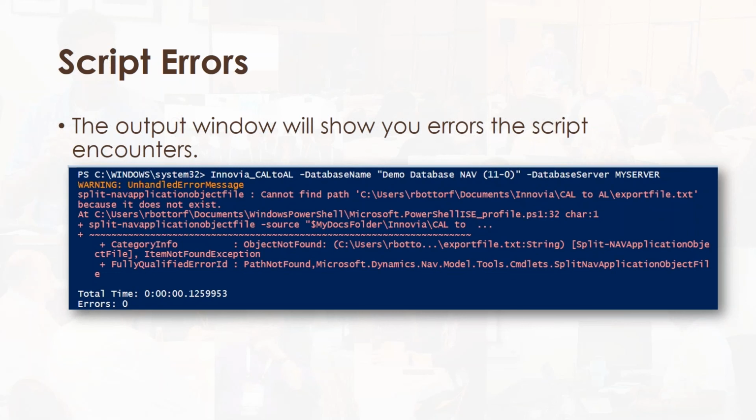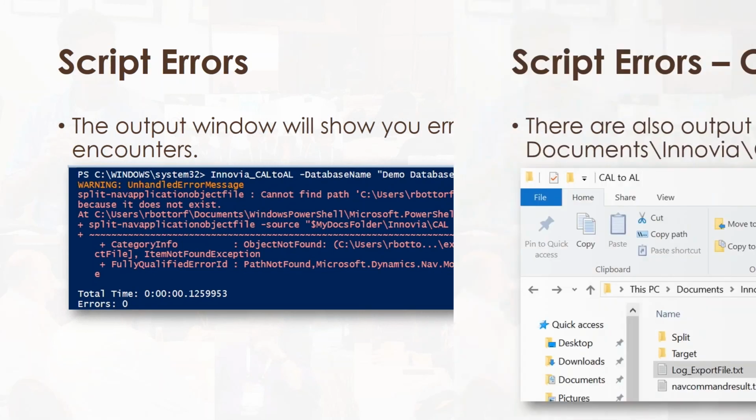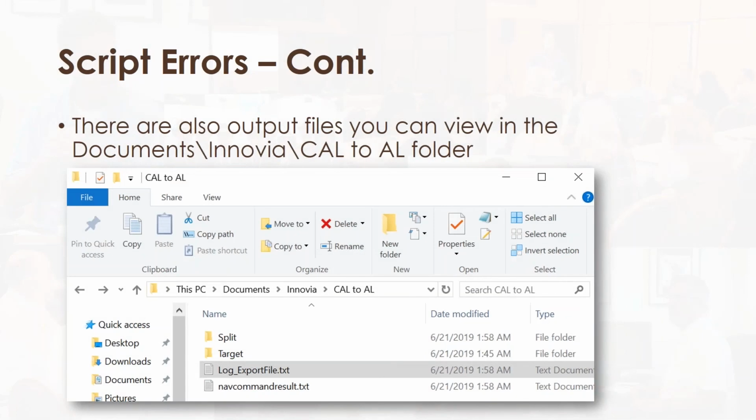If you happen to run your script and nothing's exported, you don't have any files, for instance, there are 2 files that are also output that you can look at. They'll be located in your Innovia cal to AL folder in your documents, the log export file.txt, and your nav command result. They'll have information for you if there were errors encountered in other places during the script.